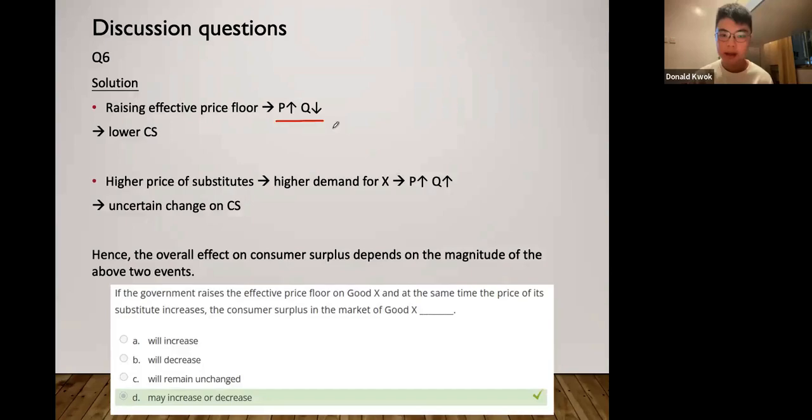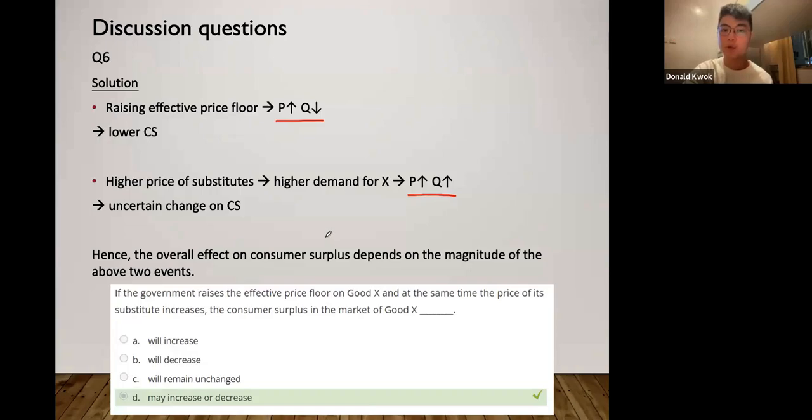For the second event, the price of its substitutes increases. So this would cause an increase in the demand for good X. And this will lead to an increase in price and also an increase in quantity traded. So from the perspective of a consumer, a higher price is a bad thing, but a higher quantity traded is a good thing. So one decreases consumer surplus while the other increases consumer surplus. We are uncertain about the overall change in consumer surplus due to the higher price of substitutes.